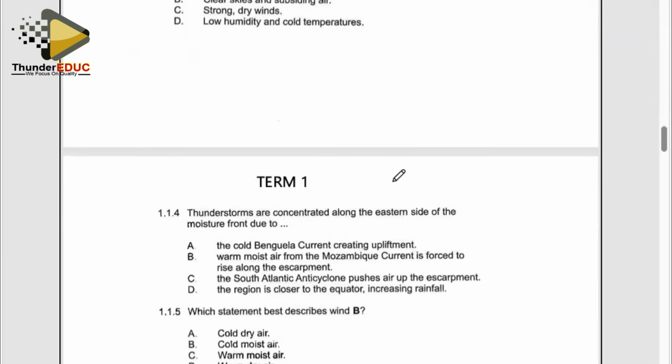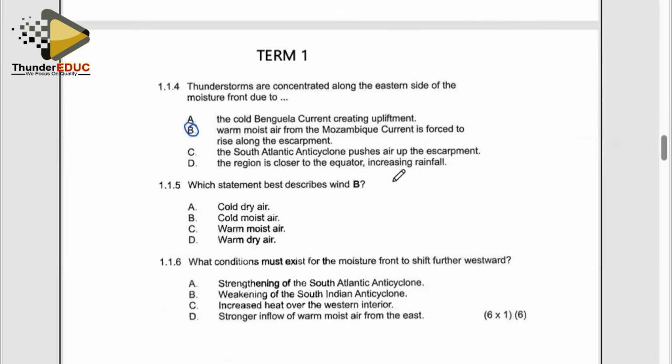Right, we move on to the next question. It says thunderstorms are concentrated along the eastern side of the moisture front due to. We have just explained that the thunderstorms will be located in series along a line on the eastern side of the moisture front, for the reason that warm moist air from the Mozambique current is forced to rise along the escarpment. That's the reason.